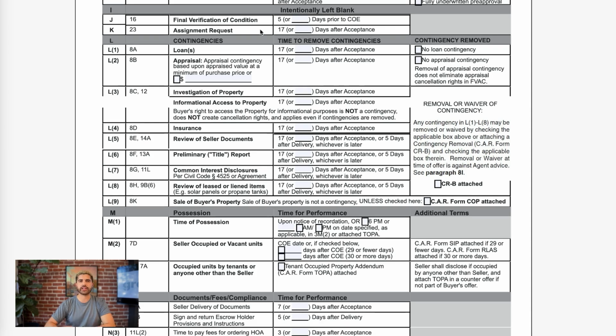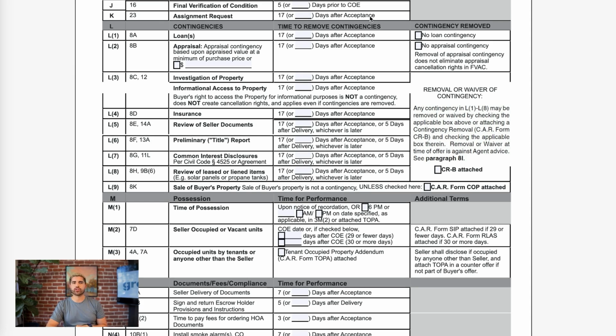Moving down is the final verification of condition. So 5 days prior to close of escrow, as this reads right here, we would be able to go in and make sure that the home is in the same condition that it was when you first saw it. For example, I had a client that we went and looked at a home and then we were getting ready to close. We went in like 3 days before we were supposed to close just to make sure everything was fine. And at some point, somebody left the sink on and the house flooded. So the house is no longer in the condition it was when she saw it. And we either need that repaired, replaced, credit given, something needs to happen to remedy that situation, or the client has the ability to cancel the deal at that point and get their deposit back. So that's why it's important to do a final verification of condition of the property.